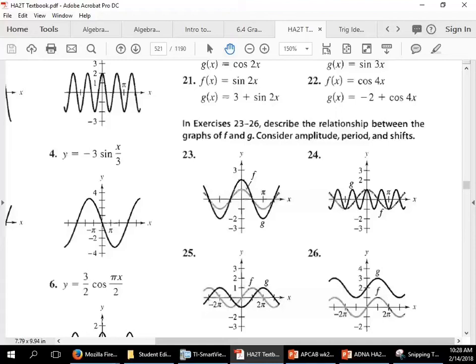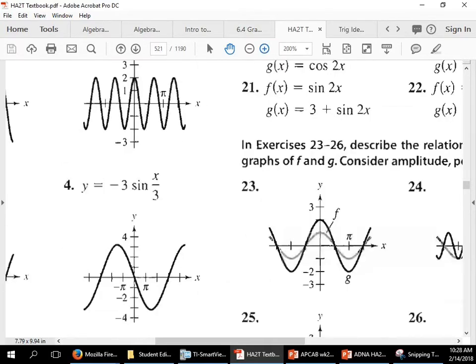So for these problems, number 24, you're asked to describe the relationship between the graphs of f and g. Consider amplitude, period, and shifts. So when it tells you to consider these, you need to explain the differences of the amplitude, period, and shift depending on the function. Okay, now look at this right here.